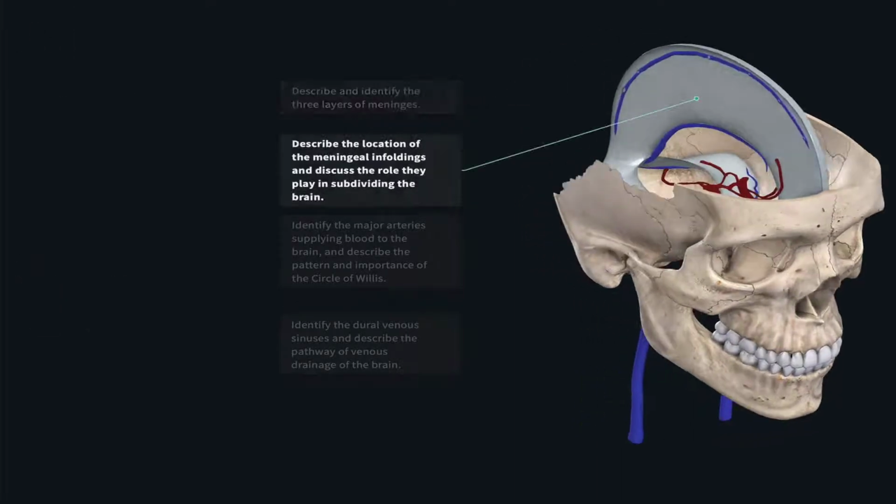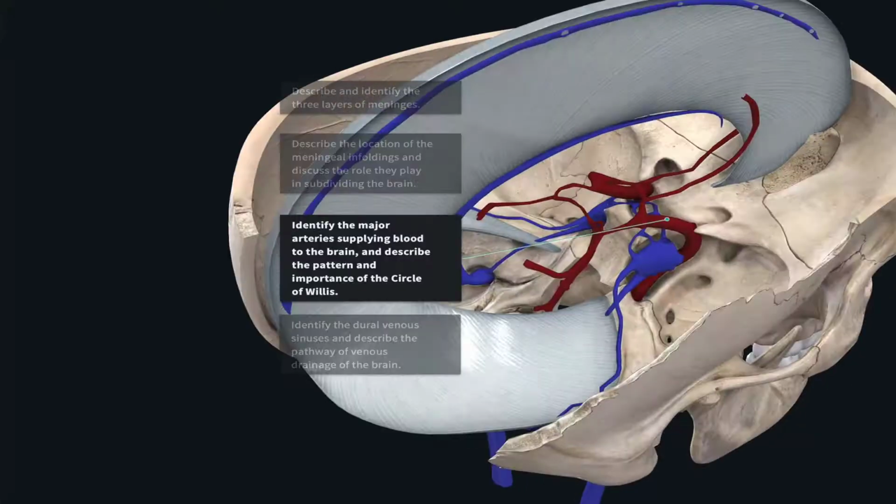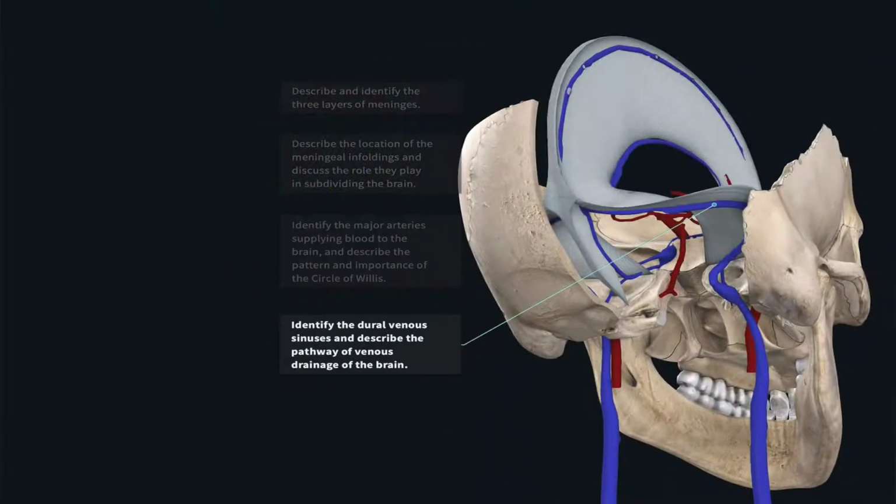Describe the location of the meningeal infoldings and discuss the role they play in subdividing the brain. Identify the major arteries supplying blood to the brain and describe the pattern and importance of the circle of Willis. And lastly, identify the dural venous sinuses and describe the pathway of venous drainage of the brain.